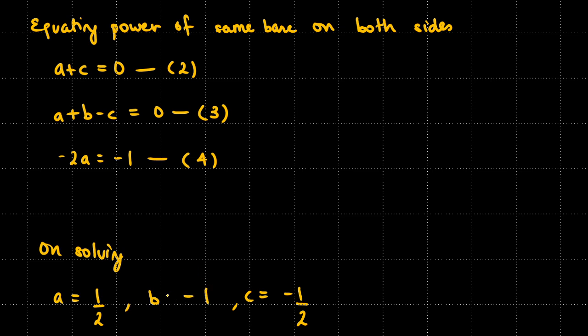This is a pretty simple calculation, so I'm not going to show how to solve it. Just find the value of a from equation 4, find the value of c from equation 2, and find the value of b from equation 3. So now we have a, b, c, so let's write the equation.